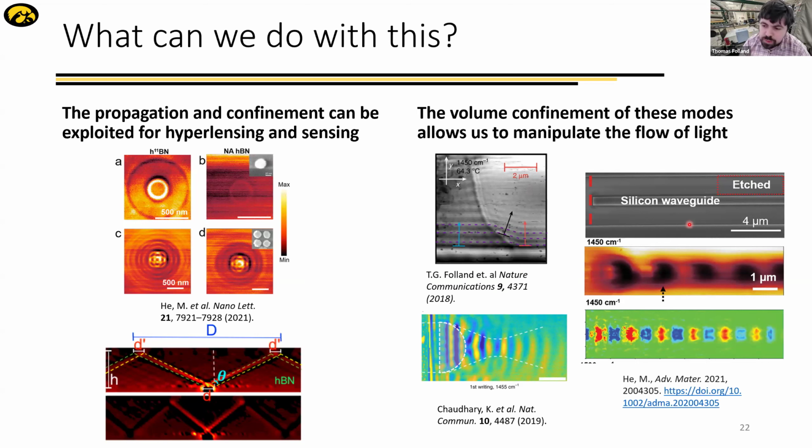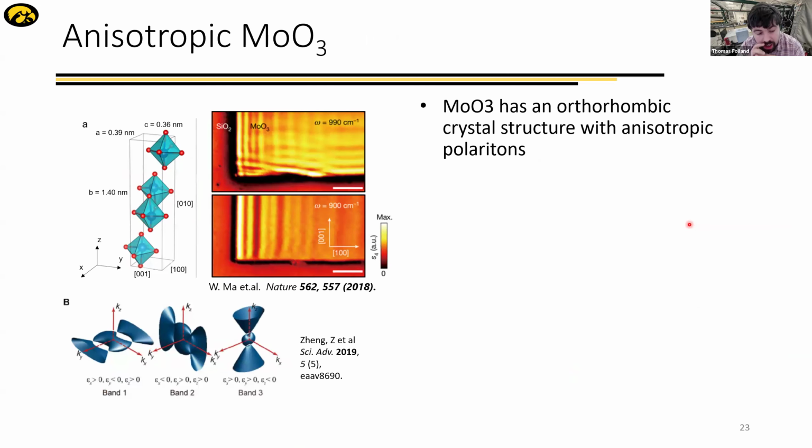Okay, so we've looked at boron nitride, but there are other materials we can look at that are highly polar that might have similar properties. One example that was more recently discovered is this oxide, molybdenum trioxide, which has an orthorhombic crystal structure. So this means its bond lengths in all 3 Cartesian coordinates are different, which means that all its phonons are very different in terms of energy.